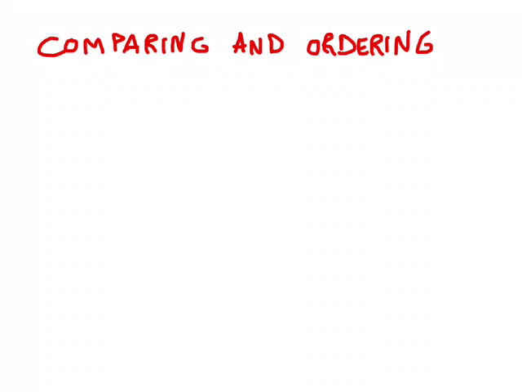The other thing you're going to be expected to know how to do is how to compare and order decimals. And this ends up being pretty easy to do, provided you pay attention to one rule. And that rule is that when you're comparing and ordering decimals, the only place that matters is the highest place value. Let me show you what I mean by that.